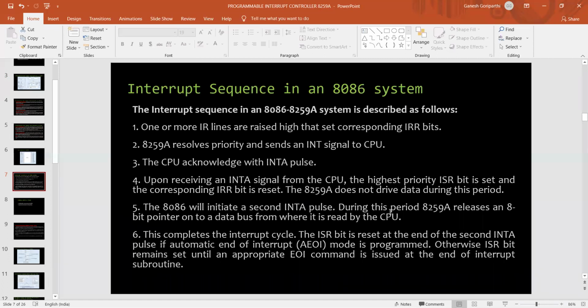During this period, the 8259A releases an 8-bit pointer onto the data bus from where it is read by the CPU. That means what? It is again ready to accept the interrupt request.